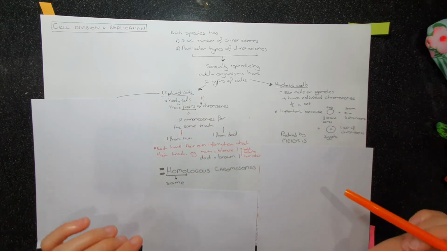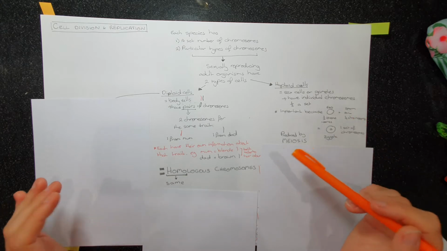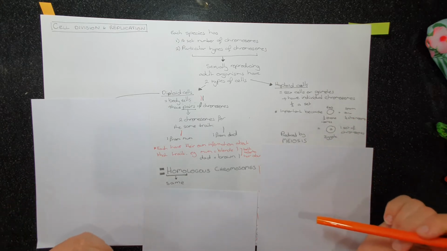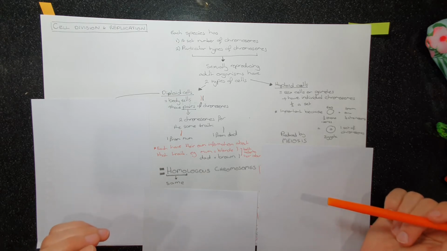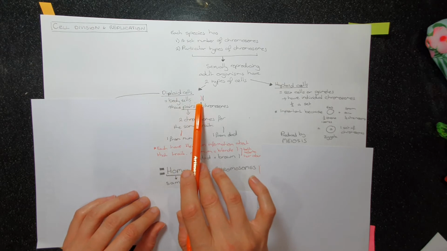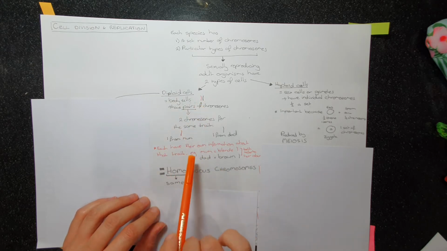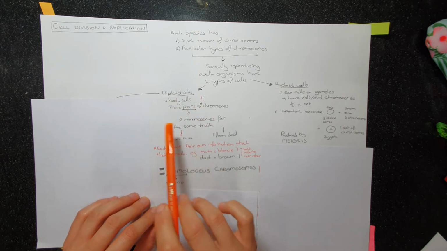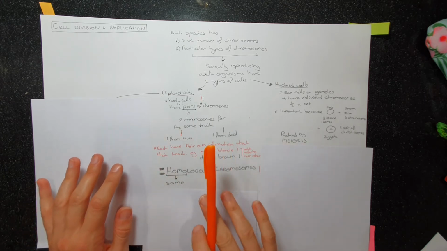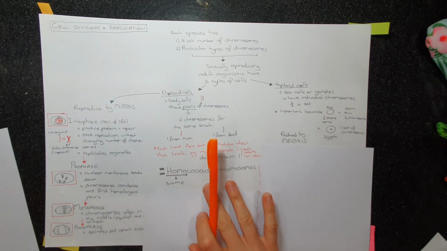Let's have a look at this. What we're going to be looking at now is how each of these types of cells replicate or are produced. We'll have a quick recap on this side when we look at our body cells with the 46 chromosomes, 23 pairs, and how they're produced, and then we'll go across and look at meiosis, which is our new topic for this year. So let's have a look.